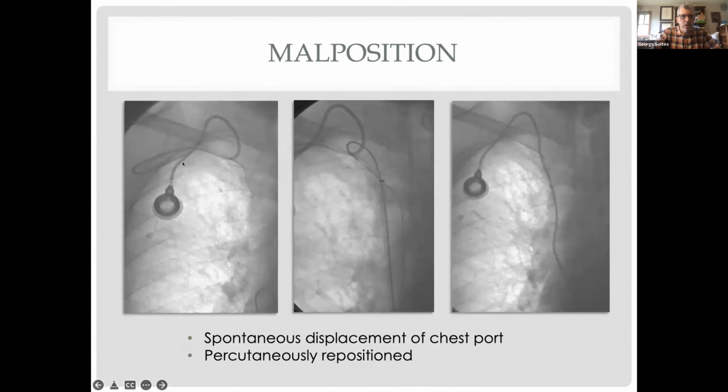This little picture I've been showing because it kind of looks like a cool pretzel. So in this case, this is an actual IJ port that for some reason has formed this insane pretzel. There's no free end to grab. So we went up with a sheath and a pigtail and just went around a loop of that catheter and just pulled it back down into position, which is kind of fun.